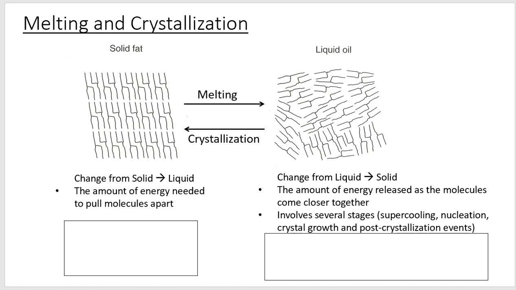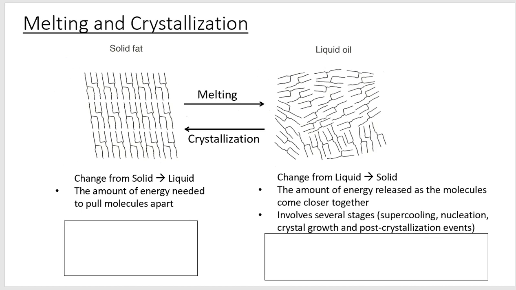This figure here is a simple but useful illustration of melting and crystallization. Melting is converting a solid fat into a liquid form, whereas crystallization is the opposite. It's converting a liquid oil into a solid form. So when do lipids change from a solid to a liquid state? When its temperature is raised above the melting point.